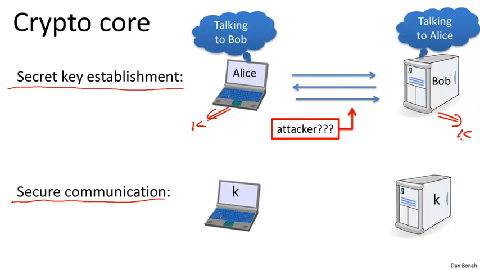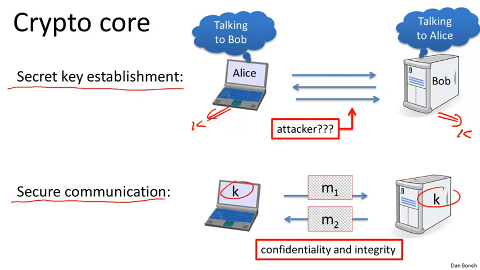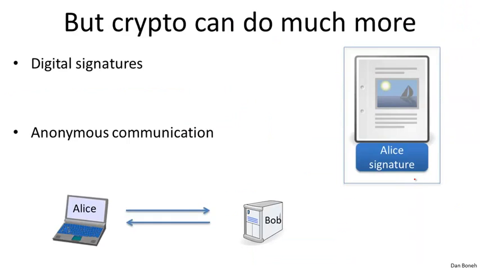Now, once they have a shared key, they want to exchange messages securely using this key, and we'll talk about encryption schemes that allow them to do that in such a way that an attacker can't figure out what messages are being sent back and forth, and furthermore, an attacker cannot even tamper with this traffic without being detected. In other words, these encryption schemes provide both confidentiality and integrity. But cryptography does much more than just these two things, and I want to give you a few examples of that.